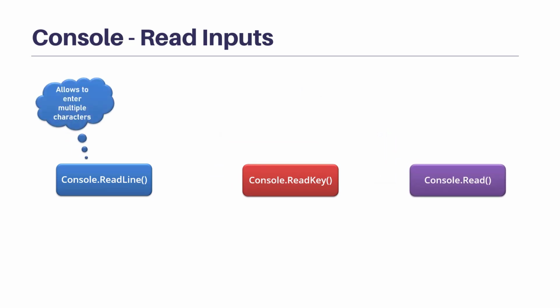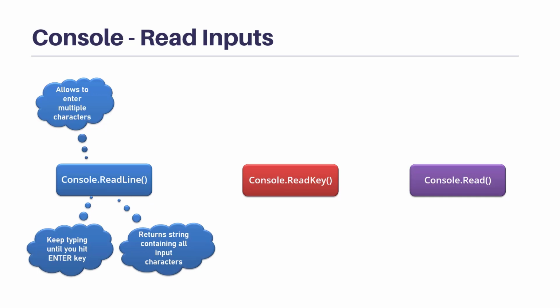Console.ReadLine is simple. When .NET is executing this line of code, the console provides a cursor and we can start typing the input. We can keep typing until we hit enter. When we hit enter, all the characters that we entered are returned as a string. If we press enter without providing any input, then it would return an empty string.